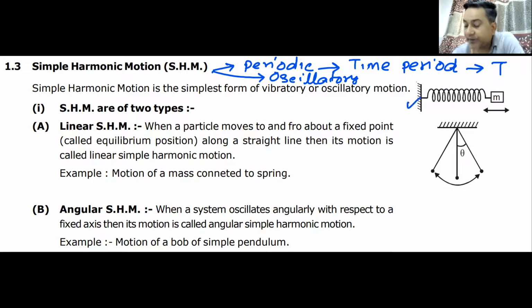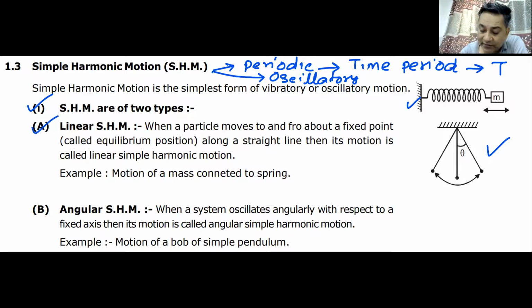If you have a spring attached to a mass and the mass is displaced, it will start moving like this. This motion is simple harmonic. If you have a pendulum and it moves like this, the motion is also simple harmonic. There is one more condition that you must remember, so we will read those conditions in the sheet. Right now, what you write is: simple harmonic motion is periodic, it is vibration, it is oscillatory as well.